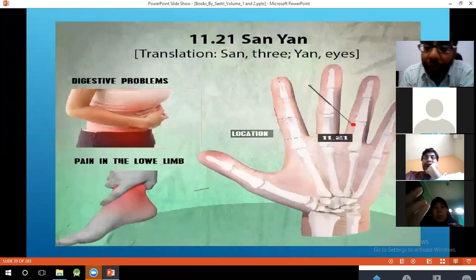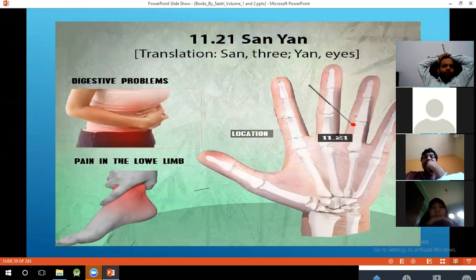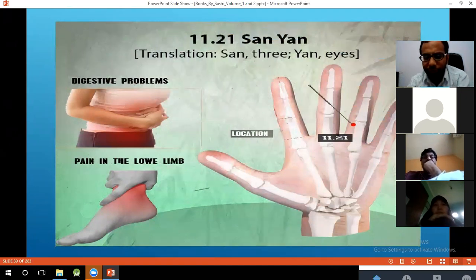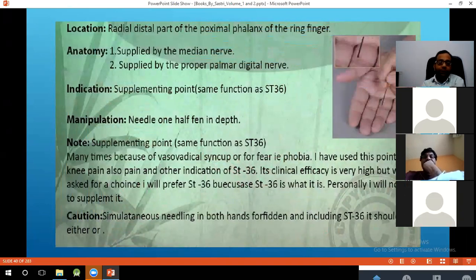So generally, this point is also called a supplementing point. Now I told you, right? Whenever there is knee pain and other problems, you can needle it with 11.30 or 11.9, especially 11.9 in combination with 11.21. 11.21 in combination with 11.9 gives very good results in knee pain, especially in osteoarthritis and all. You get very good results. You may try in your clinic and you will get it straight.